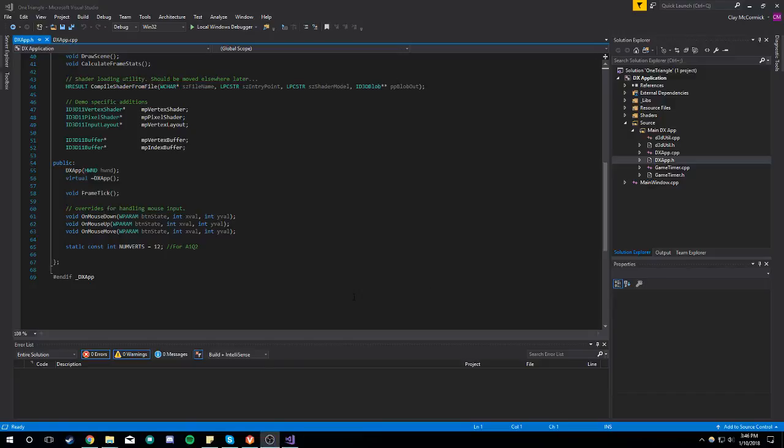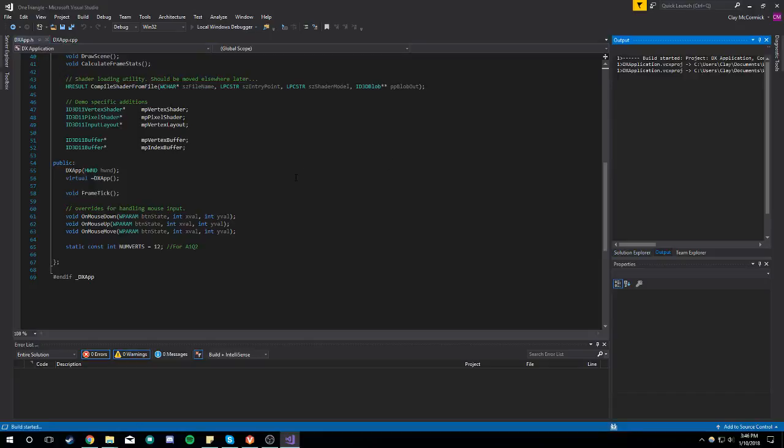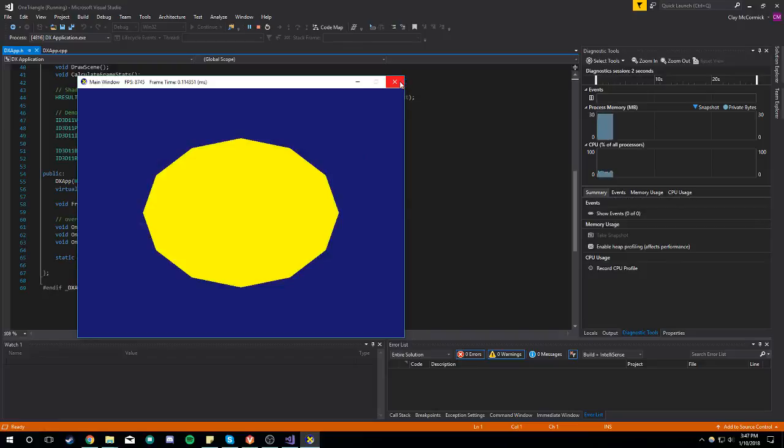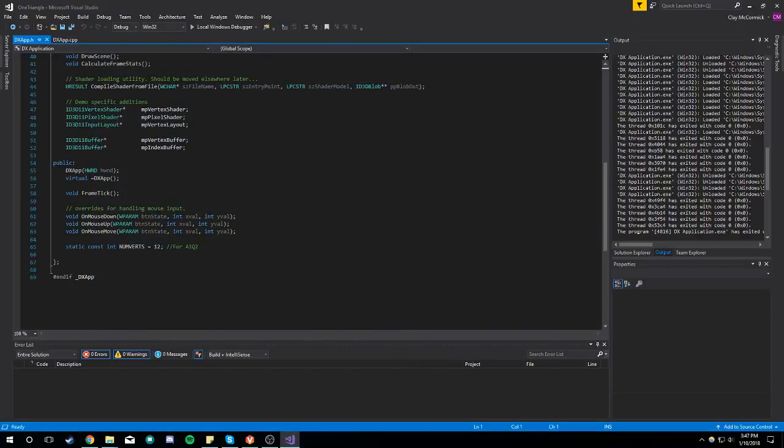Alright, so this is assignment 1, question 2. I'm going to just load it up right now and show it. This is with it filled in. And there's my circle. And right now I have the number set to 12.